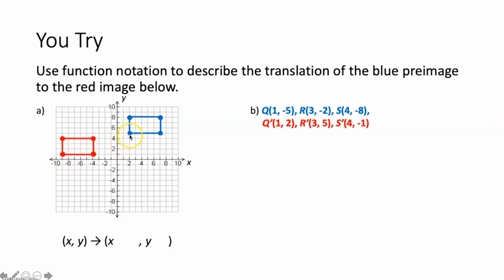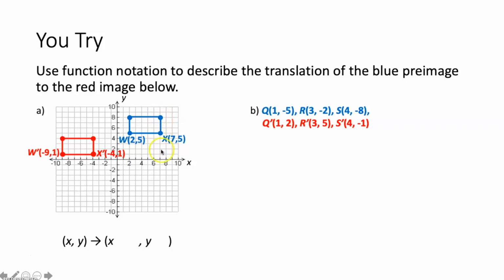So our coordinate, let's call this one W, is going to be at 2, 5. Its corresponding point in the image over here would be at -9, 1. We'll call that W prime. We'll call this point X at 7, 5. And then its corresponding point over here in the image would be at -4, 1. We'll call that X prime.